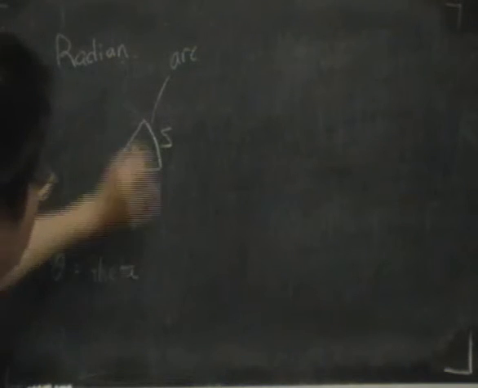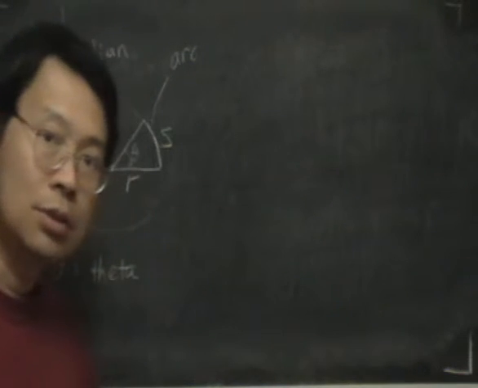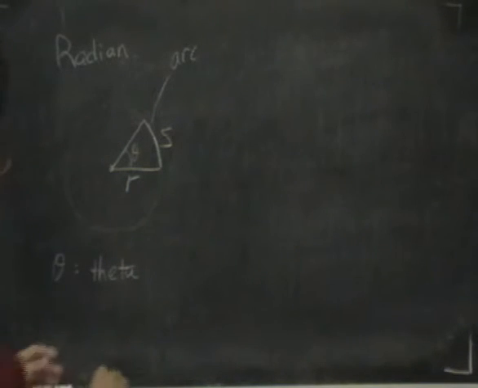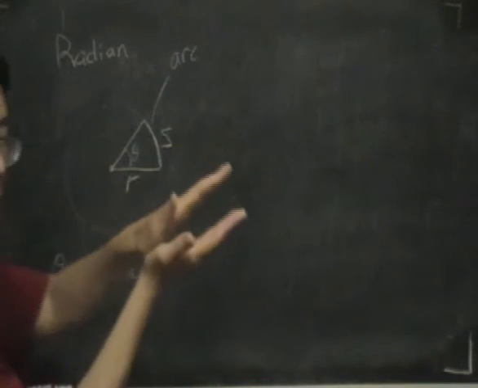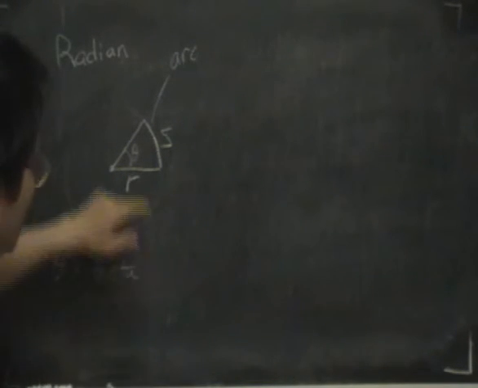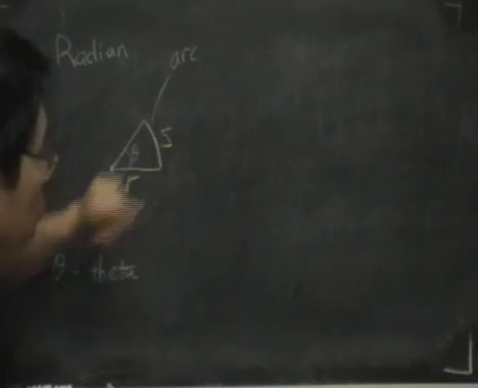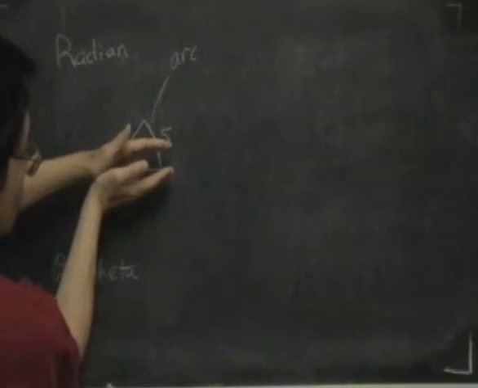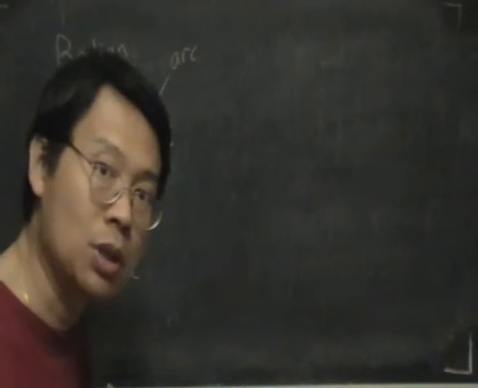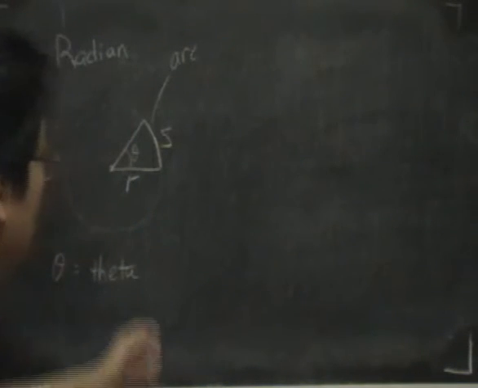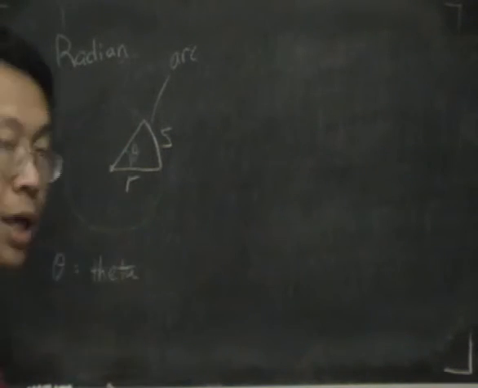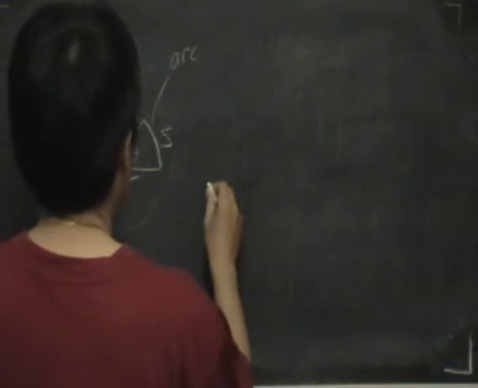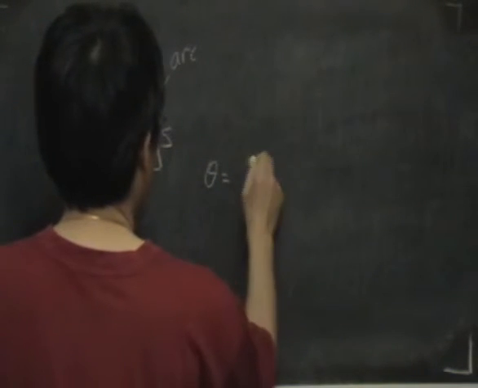Now, if you look at this, you can see that if I have a larger angle, then the arc joining the two lines would be bigger. If I have a smaller angle, then this arc would be smaller. So there's a connection between the arc and the angle. And this is how we define the angle in radians. Theta is equal to S over r.